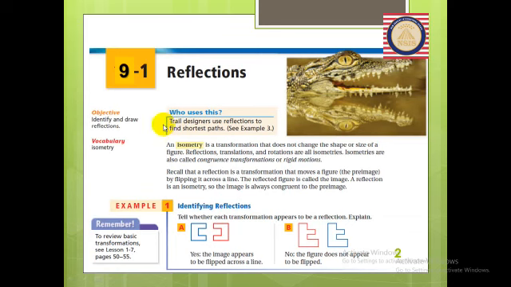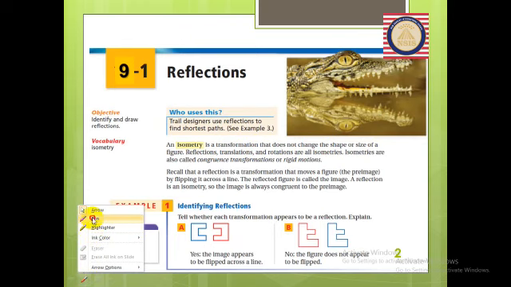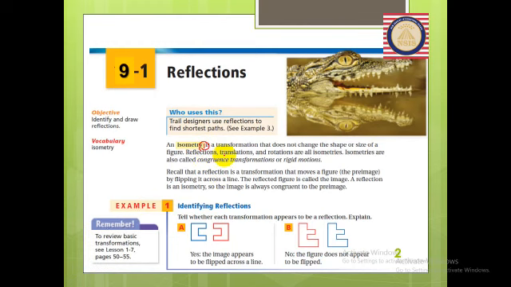We have a new vocabulary word here, which is isometry. What's an isometry? It is a transformation that doesn't change the shape or the size of the figure. There are three types of isometry transformations. The first one is reflections. The second one is translations. The third one is rotations.